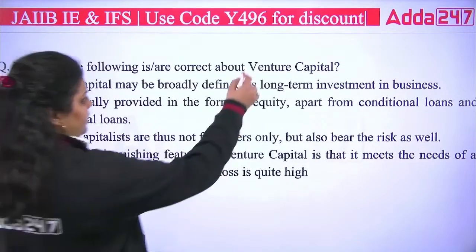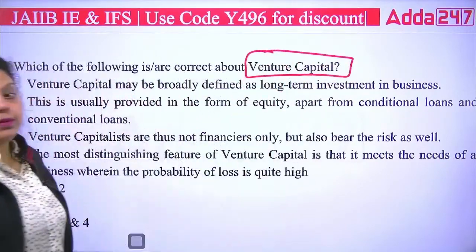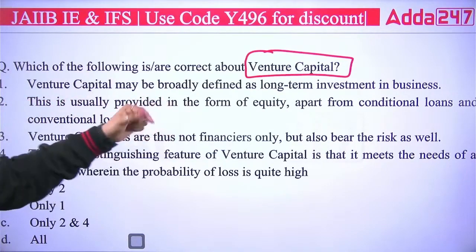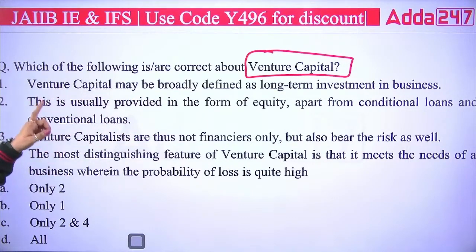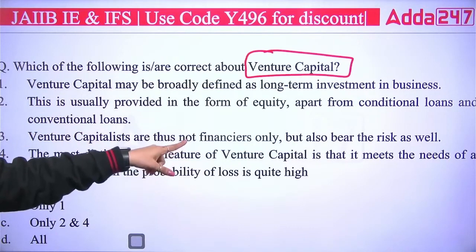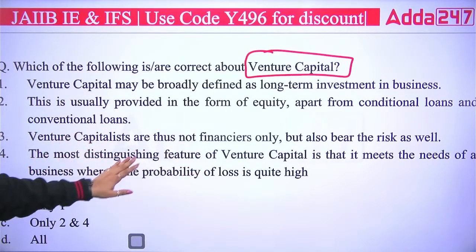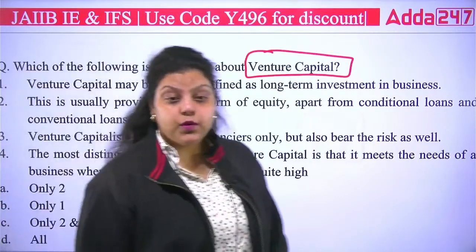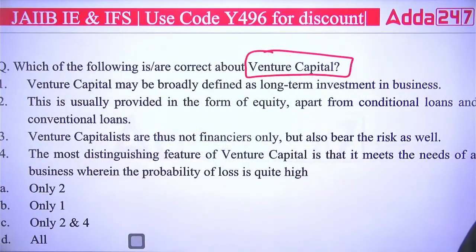Which of the following is correct about venture capital? Which of the following is correct about the venture capital? First says, venture capital may be broadly defined as a long-term investment business. Second, this is usually provided in the form of equity apart from conditional loans and conventional loans. Venture capitalists are thus not financiers only but also bear the risk as well. The most distinguishing feature of venture capital is that it meets the need of a business wherein the probability of loss is quite high. So you have to answer, out of all these statements, which statement is actually correct about venture capital.